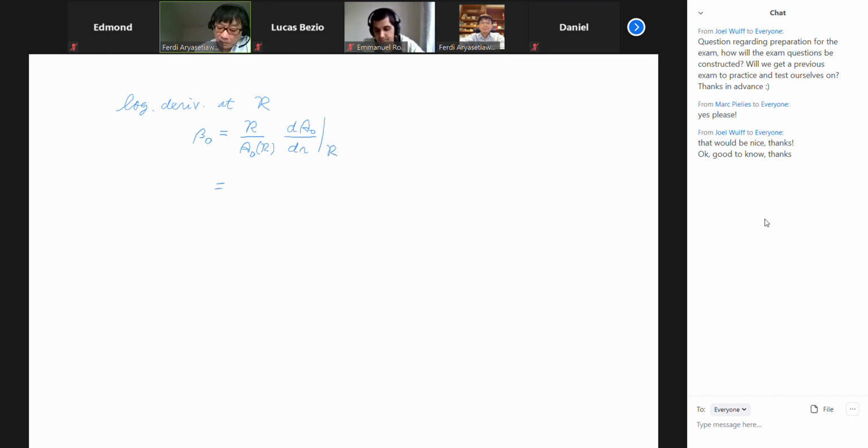If we plug in A0, which is C times sine K prime R divided by R, then we get K prime times R times cotangent K prime R minus 1. I skip some algebra, it's quite simple. We calculate this logarithmic derivative. We know the logarithmic derivatives from inside, then we can calculate the phase shifts.